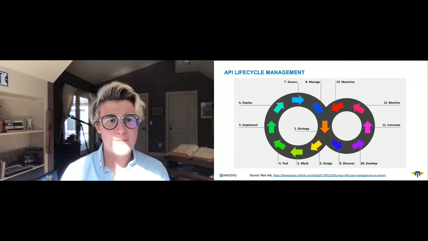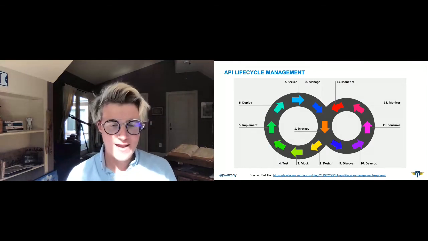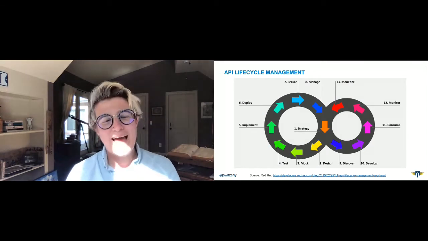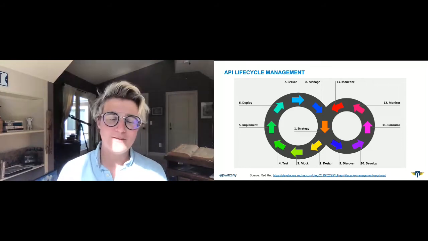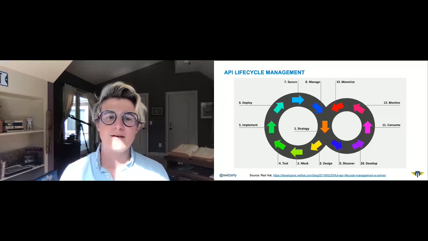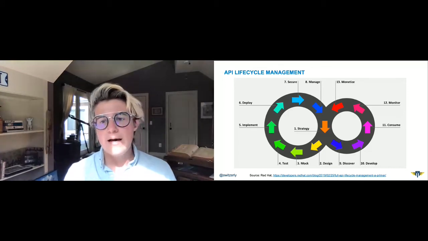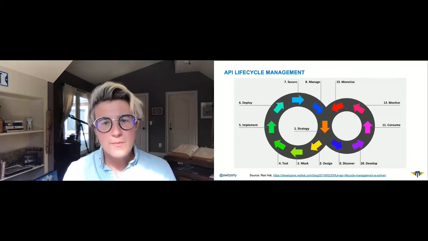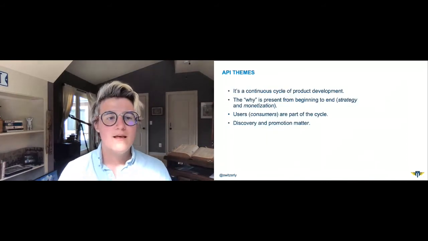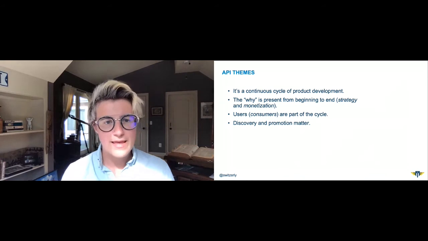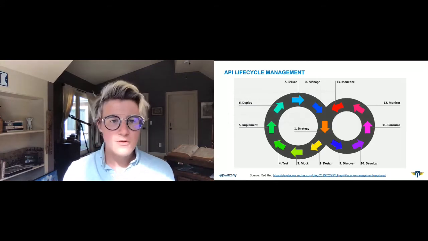So this is a diagram of what API lifecycle looks like from Red Hat. Thanks, Red Hat. And there's a lot of steps to it. And I think there are some things to note here. And this, again, is probably also familiar to a lot of people in the crowd. Some important things to note here are that this is a continuous cycle of product development. The why is present from the beginning to the end. We start with strategy and we end with monetization. So we're always thinking about why we're doing this.